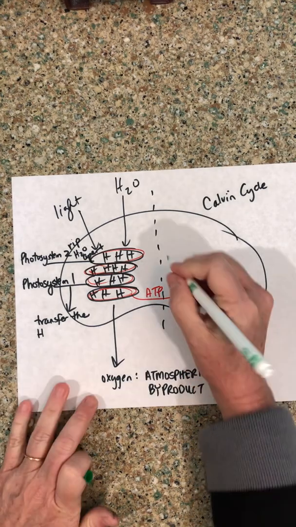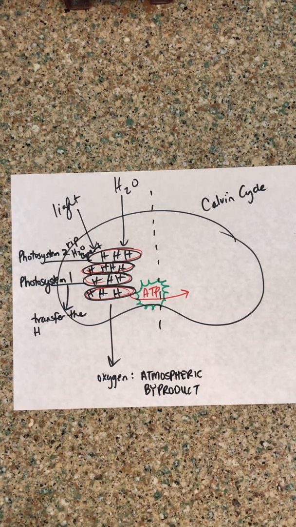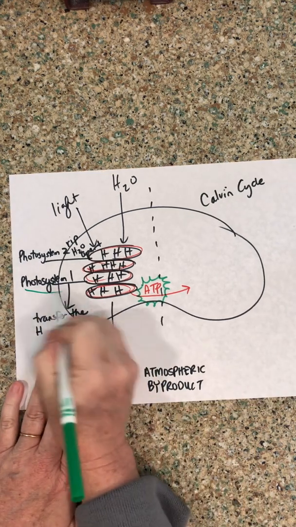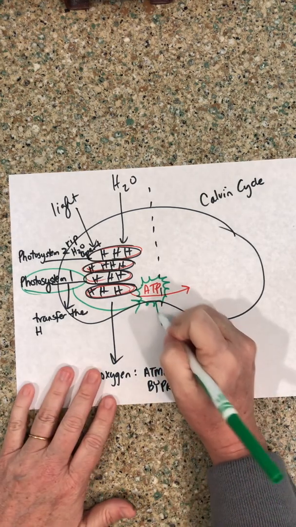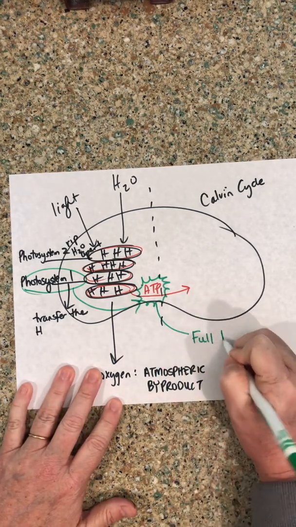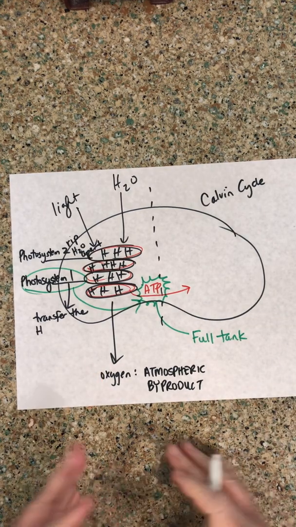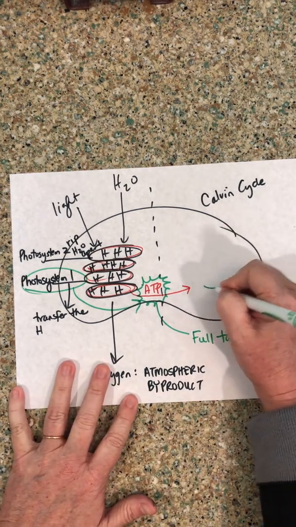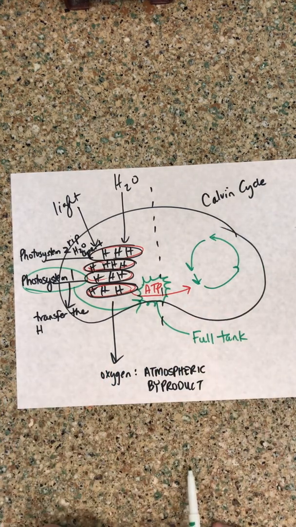So ATP is our energy, so we're going to make it real energetic. Okay, now the way it gets energized is in photosystem 1. So photosystem 1 creates that energized ATP, and I'm going to show you in a second how that happens. But this would be like a full tank of gas. Okay, so when your car is full, you can drive a long, long way, but as you drive, you use up that gas.